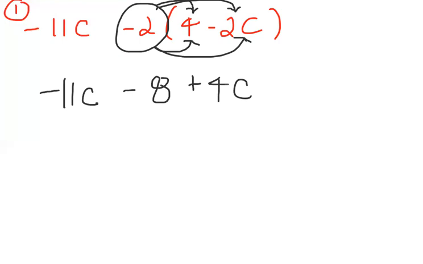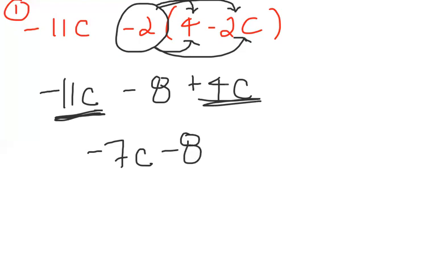Now, for this one right here, you are required to combine like terms. So we're going to combine the negative 11c with a 4c. So we end up with a negative 7c, and then bring down the minus 8. And there you go. That's not too bad. So you distribute and combine like terms. Let me just do one more, and then I will sign off, guys, because obviously this is easy enough.